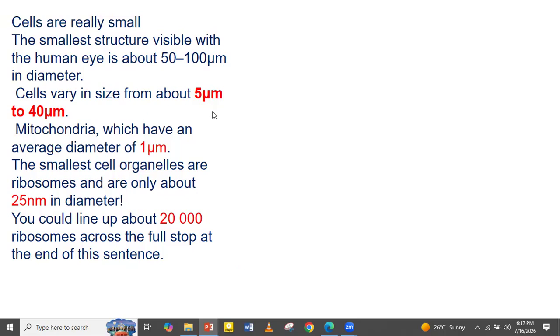If a cell itself is small, how about the structures inside a cell? Like a mitochondrion. A mitochondrion is just 1 micrometer in diameter. And then there are even other smaller organelles which you cannot even see with a light microscope, such as the ribosomes. They are 25 nanometers. You can see the full stop at the end of this sentence. In this full stop, you can line up over 20,000 ribosomes. So that is how small they really are. And we usually use a microscope to magnify and make these small objects become bigger so that our eyes can see them.